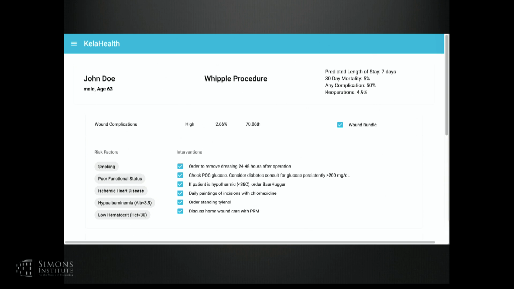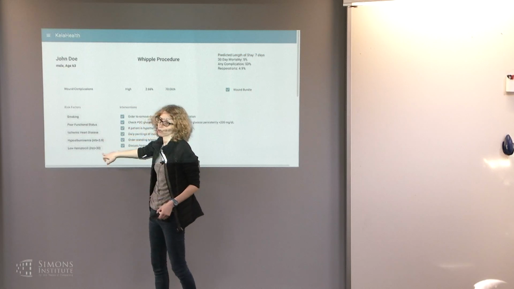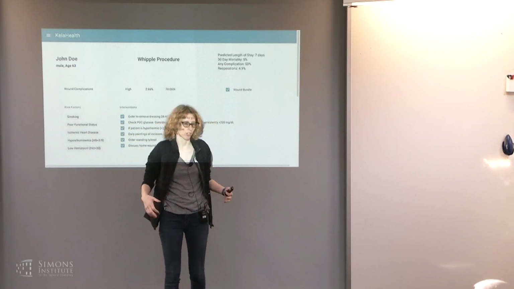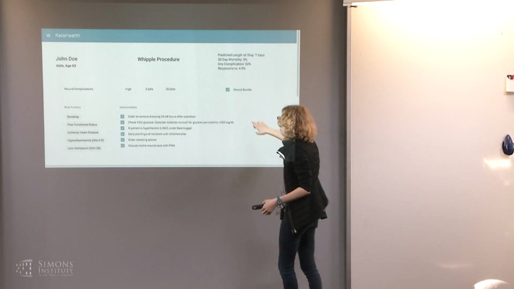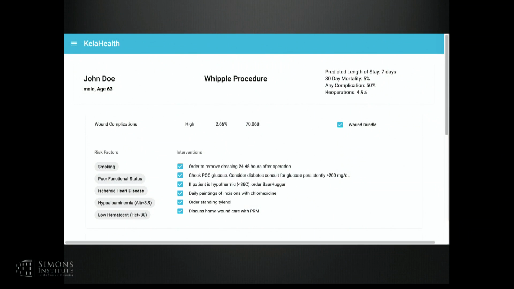So here's an example. This is the wound bundle, right? Looking at right here, because this is more interpretable, this shows the kind of risk factors that are going into this person having an increased probability of having this kind of complication, but then also a whole bunch of common interventions that you might want to take if you feel like people are at risk for this complication.